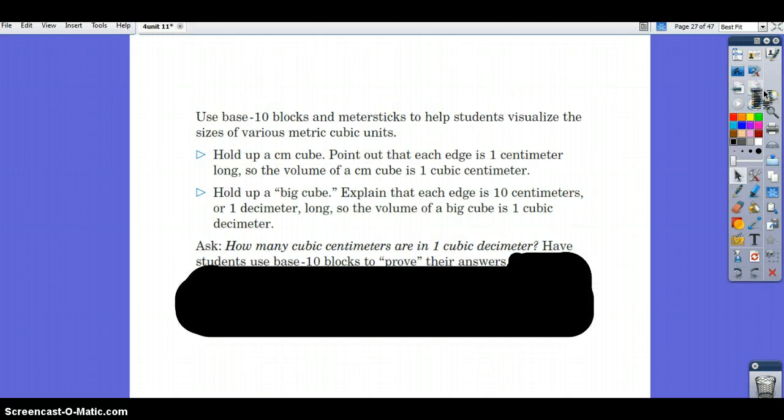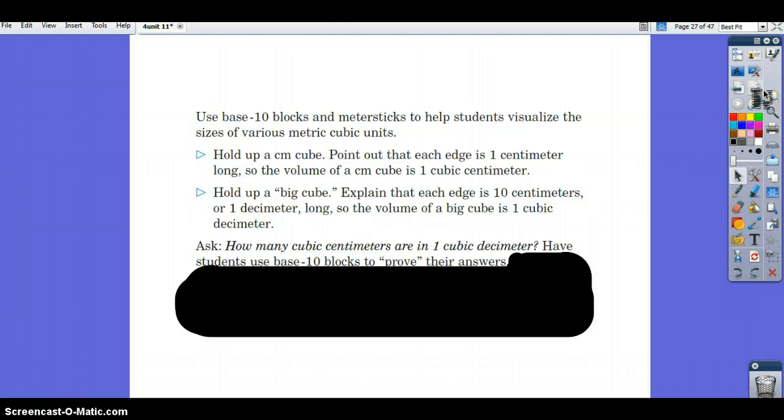So go ahead and use the base 10 blocks and meter sticks to visualize the size of various metric cubic units. So go get the cube and hold it up. Each edge is 1 centimeter long. So the volume of a centimeter cube is a cubic centimeter.